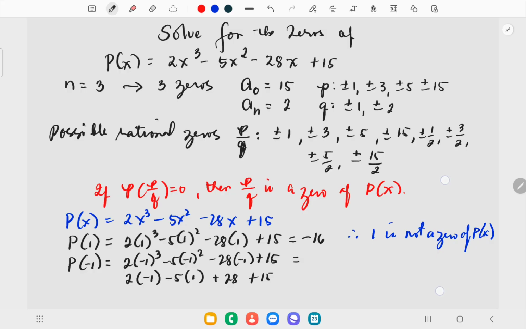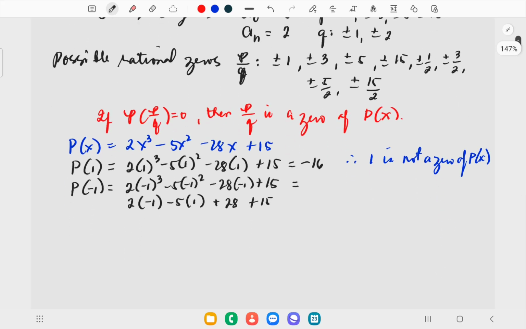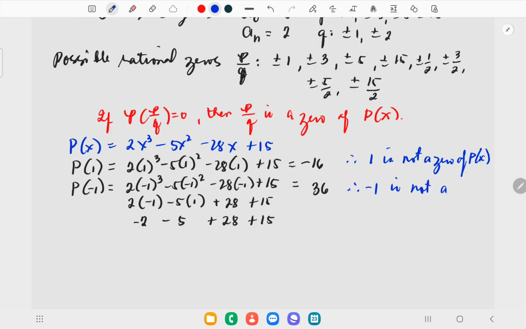Thus, we will be arriving at 2 times negative 1 is negative 2, then minus 5 plus 28 plus 15. Simplifying this, we arrive at a value which is 36. Since we came up with the value of P of negative 1 to be 36, our conclusion will be negative 1 is not a zero of P of x.